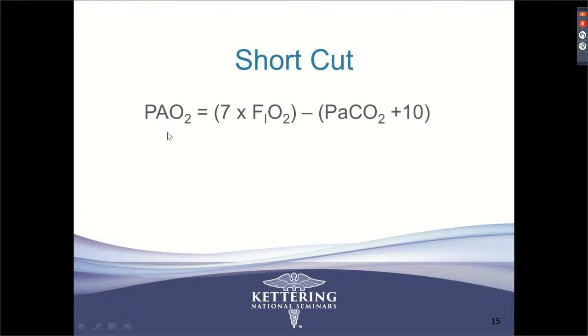I'll give you a chance to take a screenshot or a picture of it. So this is PAO2 is equal to 7 times the FiO2 minus PaCO2 plus 10. All right, don't ask me where the 10 comes from or where the 7 comes from. This is just the shortcut. Now, Tom may be able to tell you, but I can't.